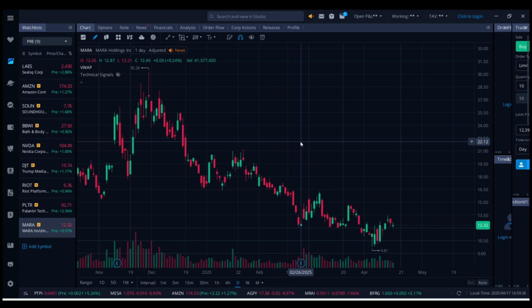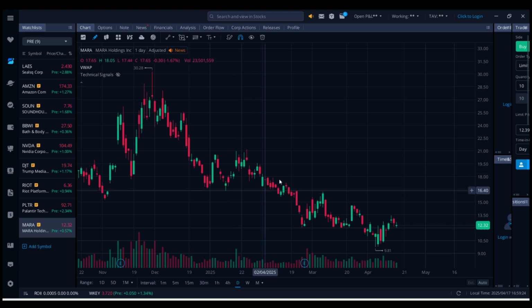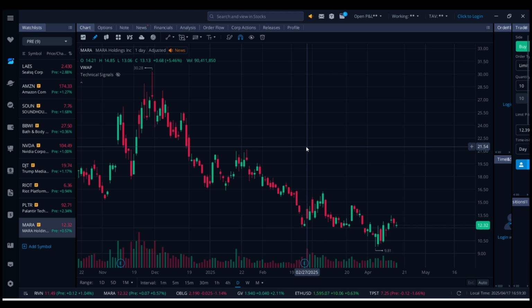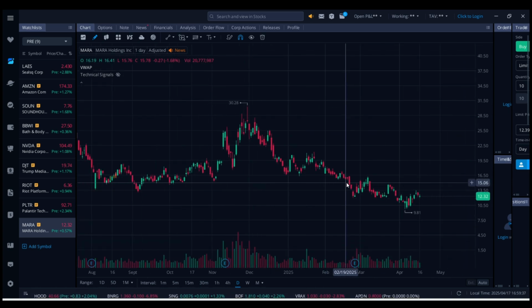I'll show you some examples here on the graph. Support and resistance needs multiple rejections, okay? It needs multiple touches to have a higher conviction that it actually is a strong resistance level or a strong support level. We'll just try to find some examples. We'll jump on MARA here.